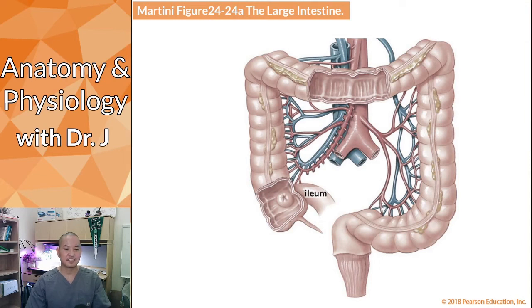We have our large intestine. So your small intestine tries to digest all these biological macromolecules. Then when it's done, remember that ileum, that's the final part of the small intestine. Then it enters the large intestine. So the first part of the large intestine is your cecum.